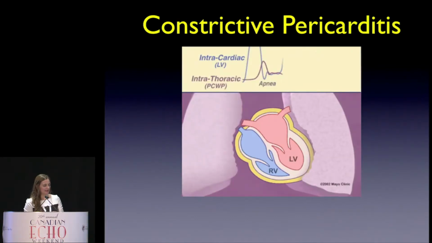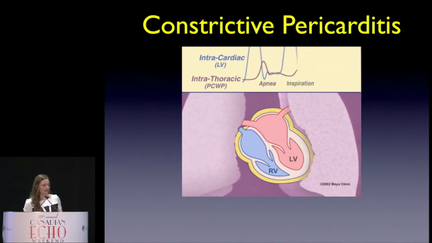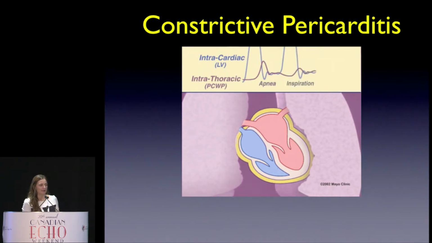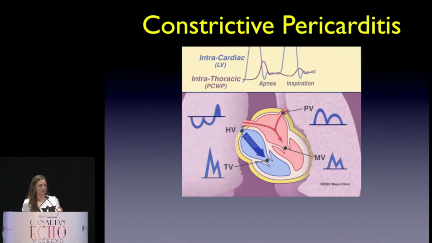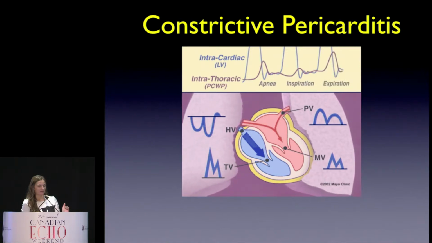This is a video from Mayo that gives us an idea of what's happening pathophysiologically. With inspiration, intrathoracic pressure drops, but that's not transmitted to the cardiac structures, so we have a decreased effective filling gradient. At the same time, with inspiration, we have increased flow into the right side of the heart, so the septum shifts. We'll see a drop in the E velocity of the mitral valve, a septal shift towards the left ventricle, and augmented forward flow with diastole to the right side of the heart.